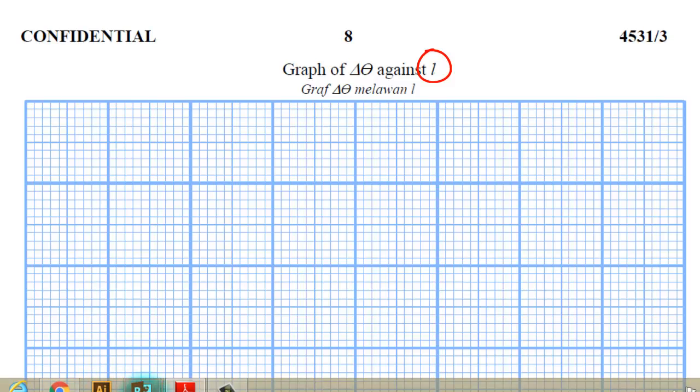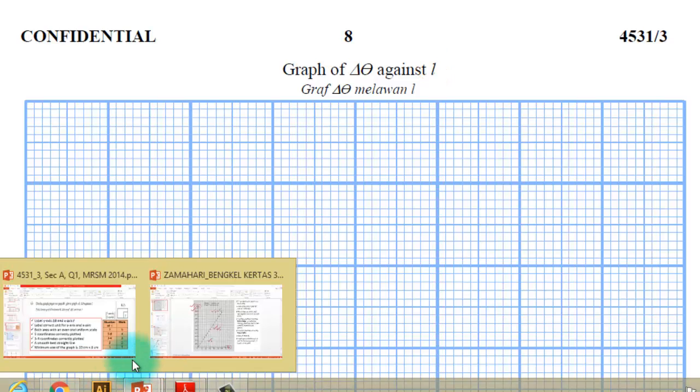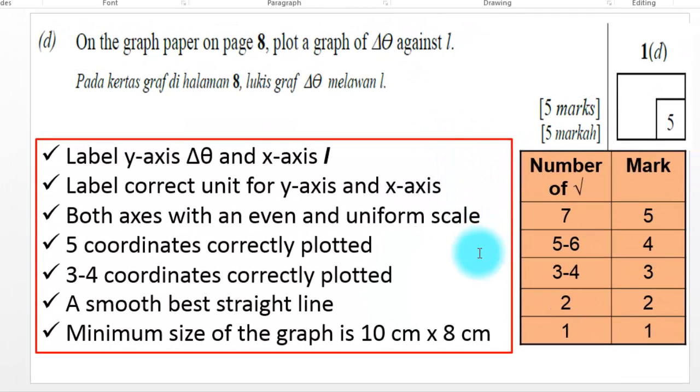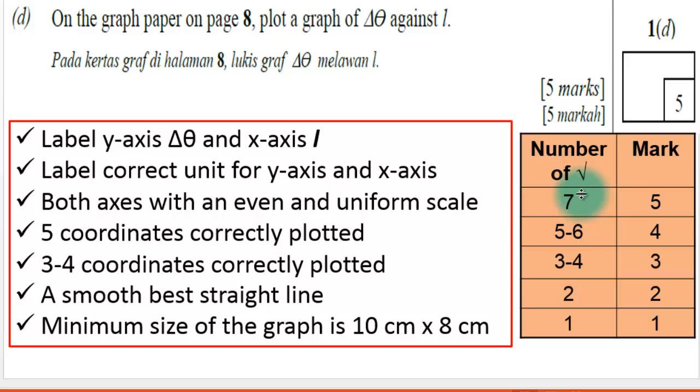Okay, how do we get the 5 marks? Look at this. The marks depend on the number of ticks that you get. So if let's say you get 7 ticks, you get 5 marks. 5 to 6 ticks will be 4 marks. 3 to 4 ticks will be 3 marks. 2 ticks will be 2 marks. 1 tick will be 1 mark. So it's quite easy to get 2 ticks actually.